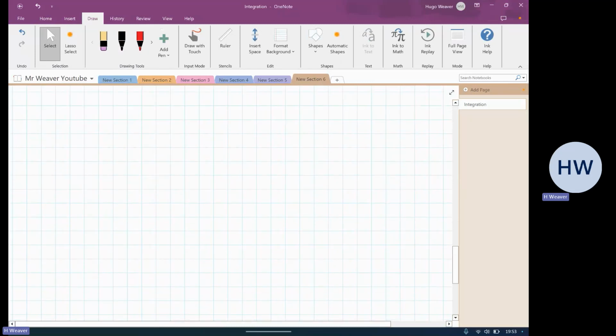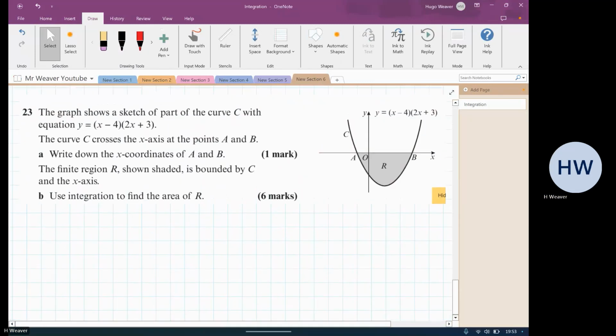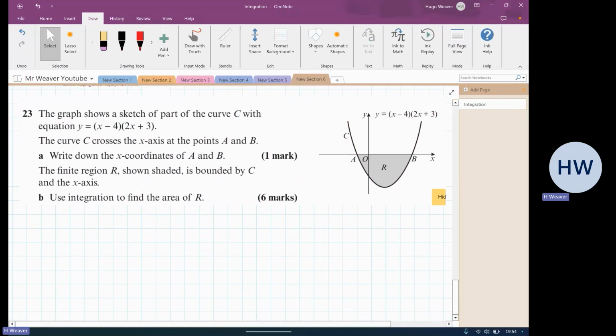Now the very last question is quite a good one actually. So it starts off again really nice and simply. You're just needing to work out the roots here. So the graph shows a sketch of part of the curve C with the equation y equals (x minus 4)(2x plus 3).